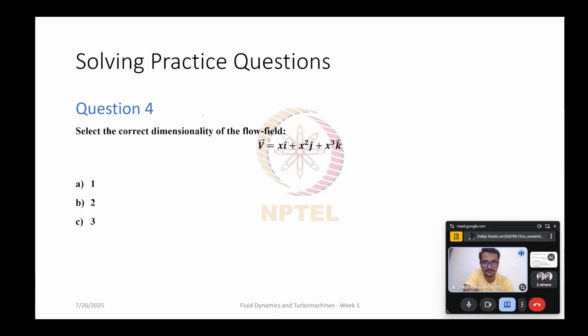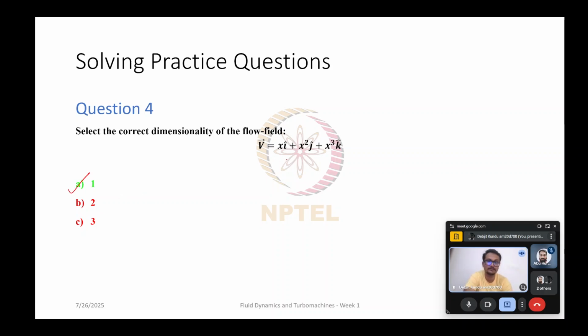It's once again a similar easy question. What is the correct dimensionality of this flow field, which is given by x i cap plus x square j cap plus x cube k cap? Is it 1D, 2D, or 3D? Okay, let's take a look at the solution. It is indeed 1D. Very good.